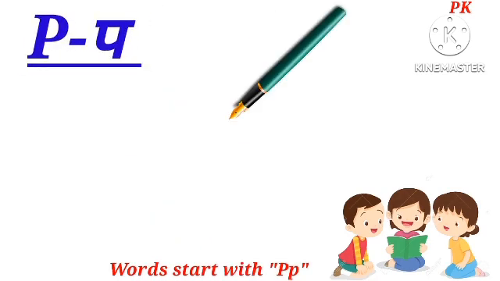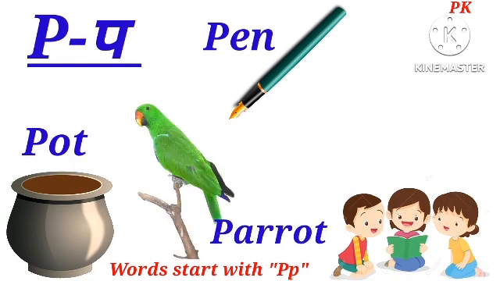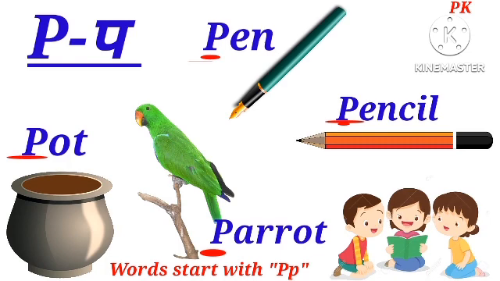P sounds P. P pen. P says P pot. P parrot. And P says P pencil. So what is the starting letter? P. And it sounds P. So P says P.